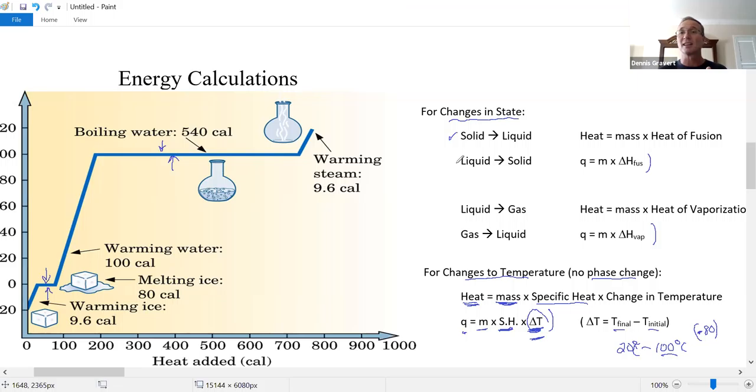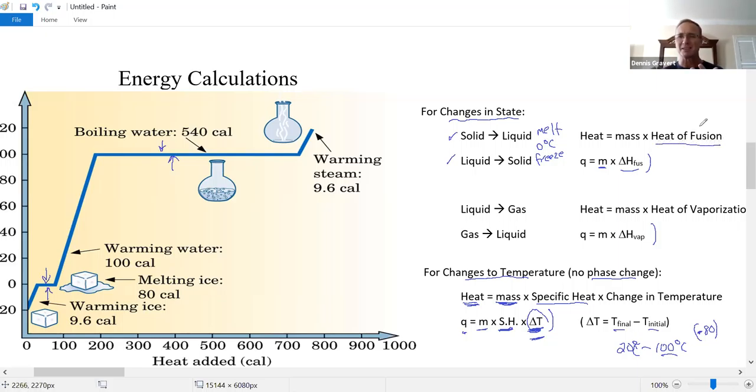Whether you change from a solid to liquid or liquid to solid, what does that mean? Solid to liquid means you're melting it. Liquid to solid means you're freezing it. And water freezes and melts at the same temperature, 0 degrees. Doesn't matter which way you're going. This is the equation you want. You just need to know how much material you have, and you need the conversion factor. It goes by a fancy name, the heat of fusion.